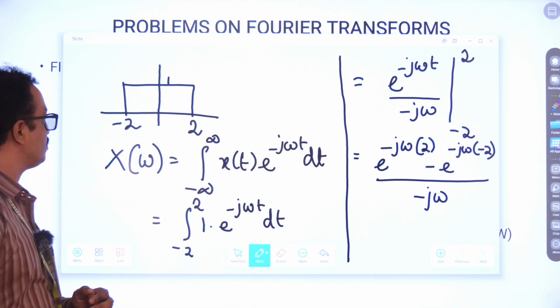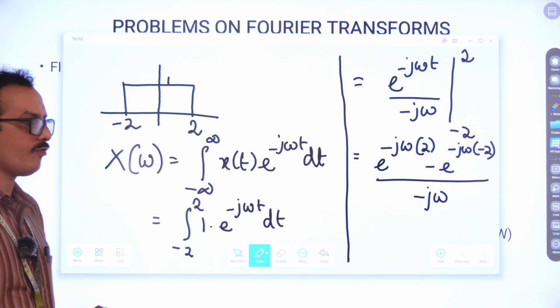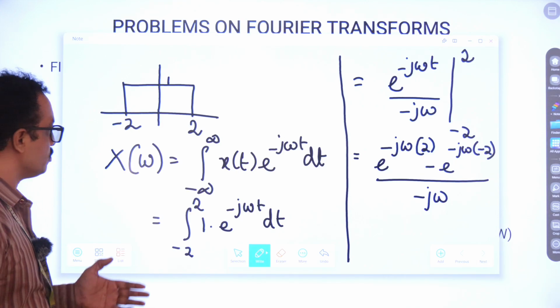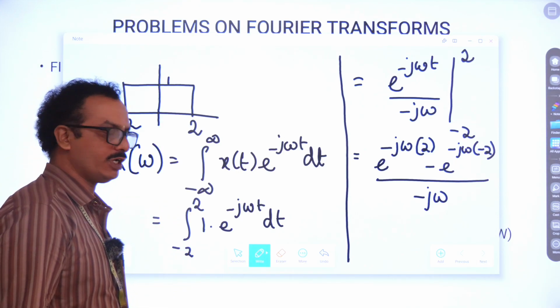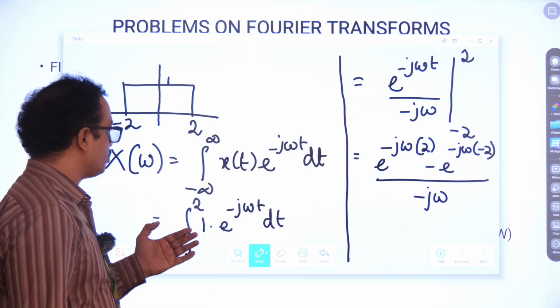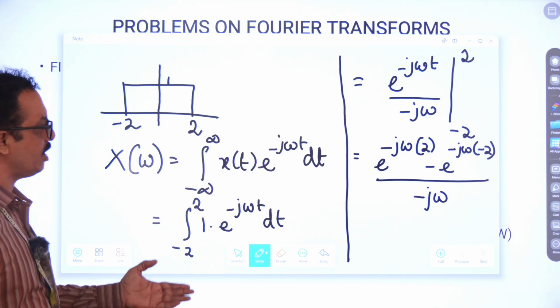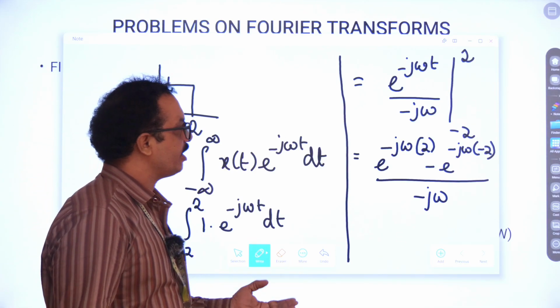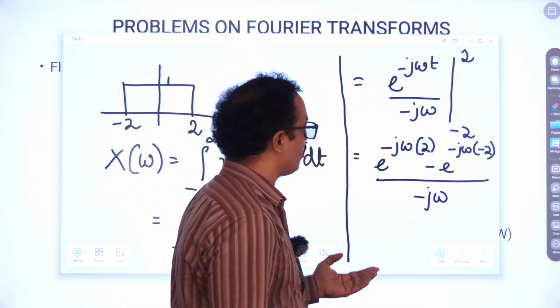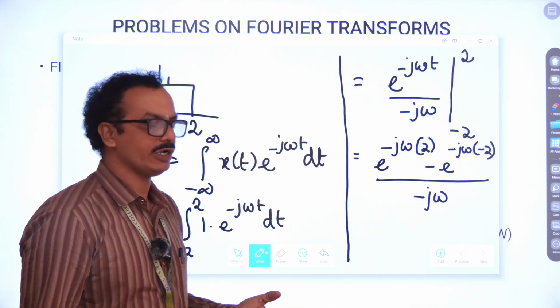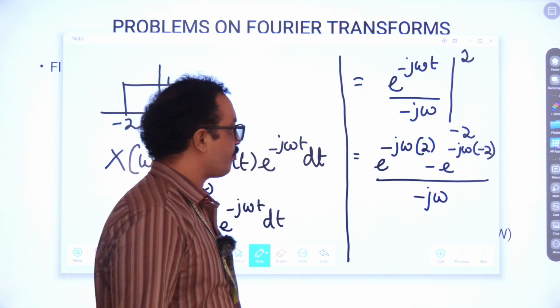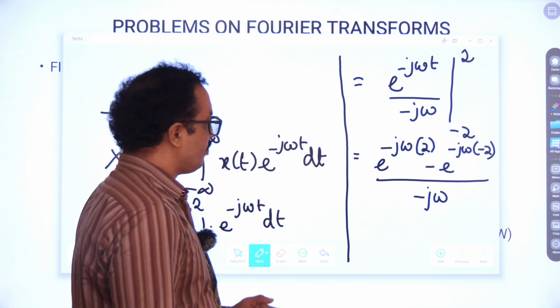The given signal is from -2 to +2 with an amplitude of 1. I'm taking the Fourier transform, applying the general formula, and substituting the expression given for x of t as 1. Then I change the limit and integrate. After integrating, applying the integration formula, I get e power minus j omega t by minus j omega. Then I apply the upper limit minus the lower limit.